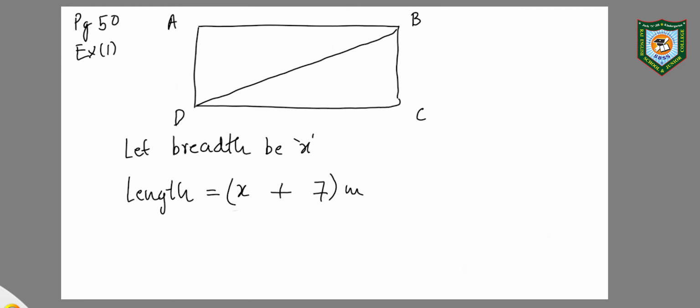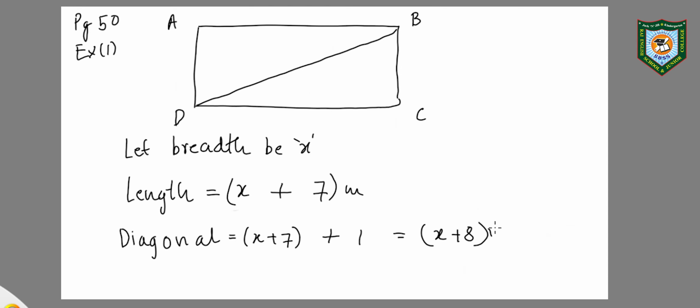Now the next statement says that the diagonal is more than the length by 1 meter. That means the diagonal is equal to, more than means again there is a plus sign involved, and the value that it is more than by is 1, and the value of length is x plus 7. So the value of diagonal becomes x plus 8 meters.